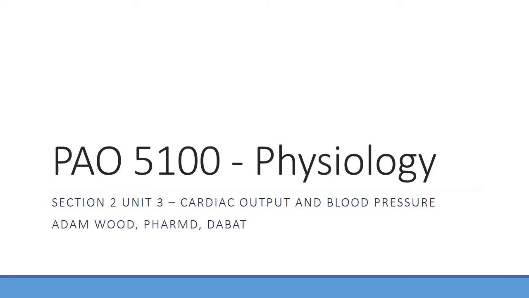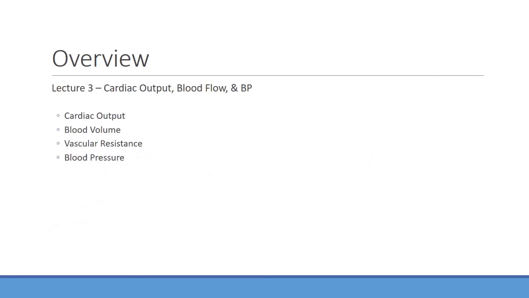So we're going to start on slide 2. All right, so lecture 3, this is the big one. This is very, very important for understanding things like hypertension. We talk about CHF, or congestive heart failure. Really important that we have a good understanding of cardiac output, blood volume and how that's managed, and then vascular resistance and how that informs blood pressure in general. Okay, I'm going to go to the next slide.